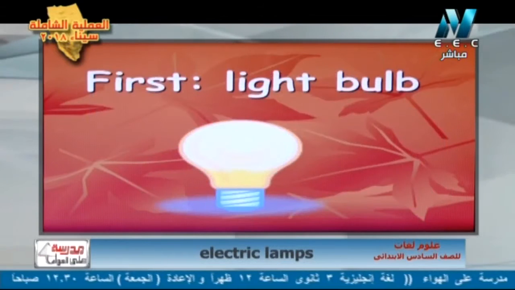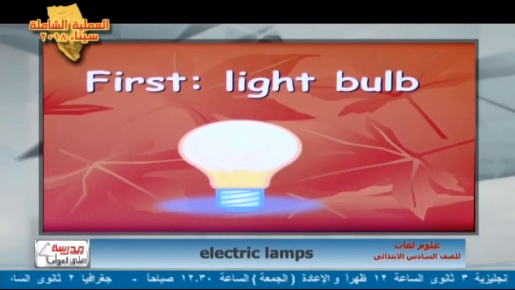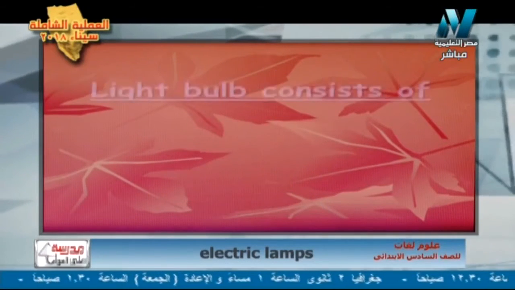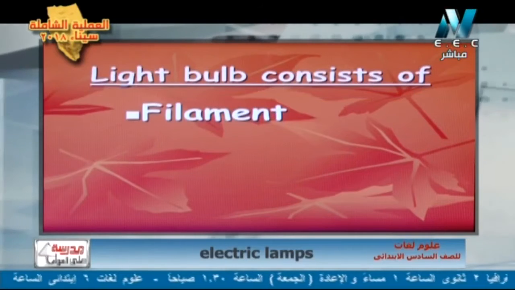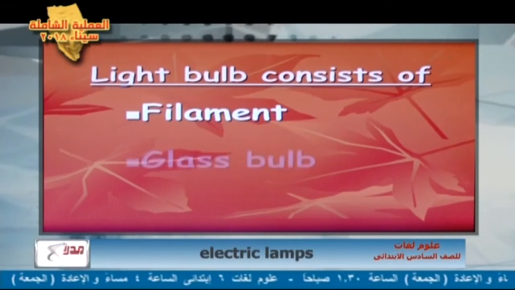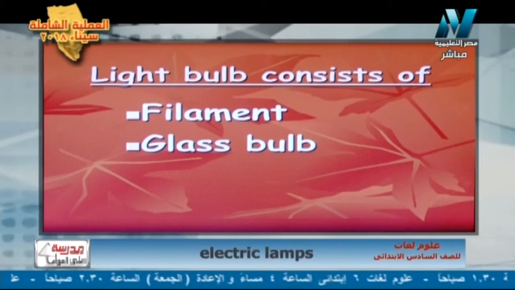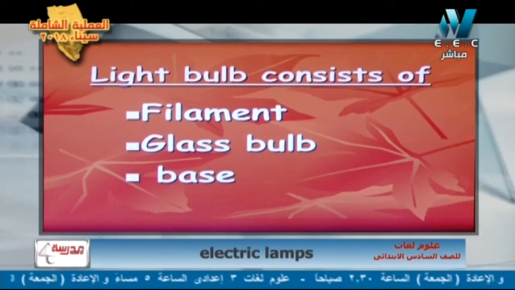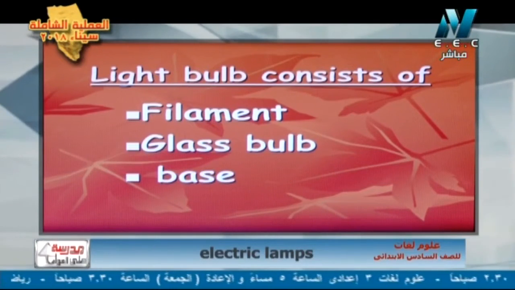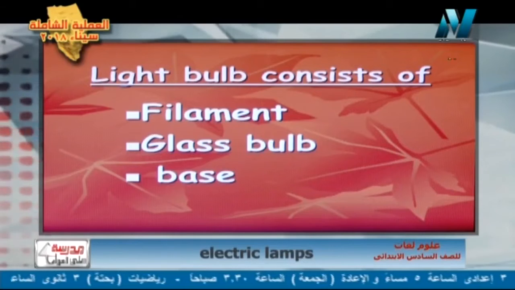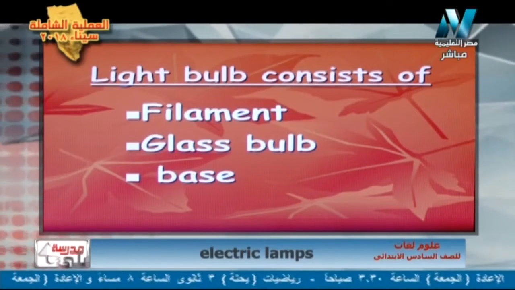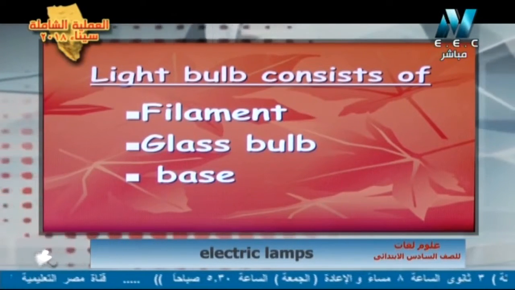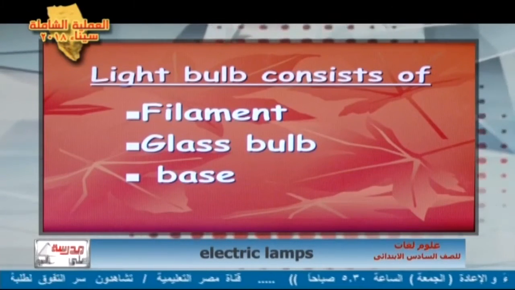So now let's start with the light bulb. نبدأ بالlight bulb. What about it? And what is the structure of the light bulb? The light bulb consists of three main parts. بتتكون من ثلاث أجزاء رئيسيين. Number 1, filament. Number 2, glass bulb. Number 3, base. Filament اللي هنسميها الفتيلة. And it is the most important part in the bulb. هي أهم جزء في اللمبة أو في المصباح الكهربي. Glass bulb انتفاخ زجاجي. And at last the base القاعدة الخاصة بالمصباح.